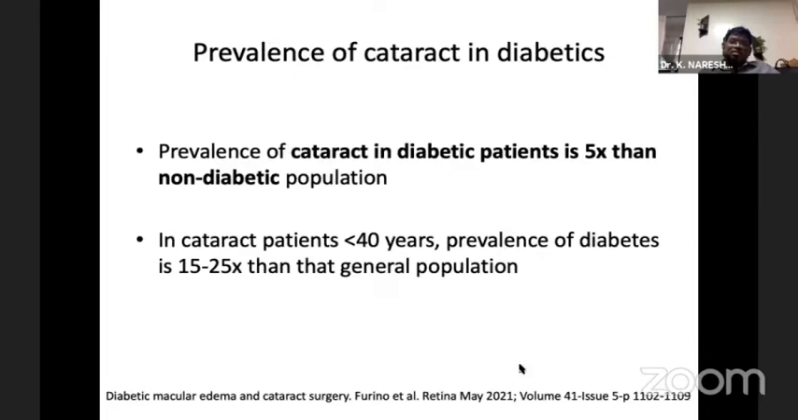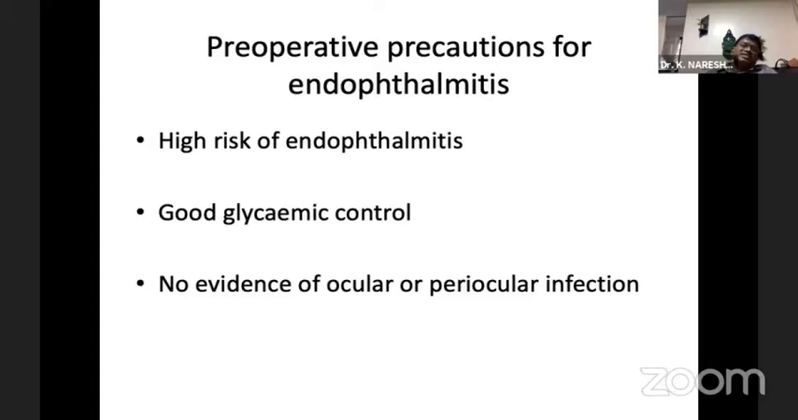So the problem with cataracts in diabetics is that the prevalence of cataract in diabetics is quite high. It is almost 5-fold more than that of non-diabetics. And if you come across a cataract in patients less than 40 years, the prevalence of diabetes is almost 15 to 25 times that in the general population. So diabetics are very prone to cataracts.